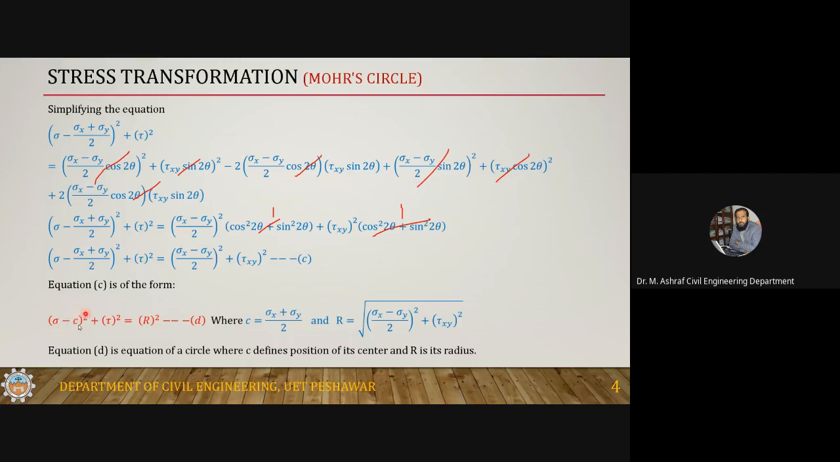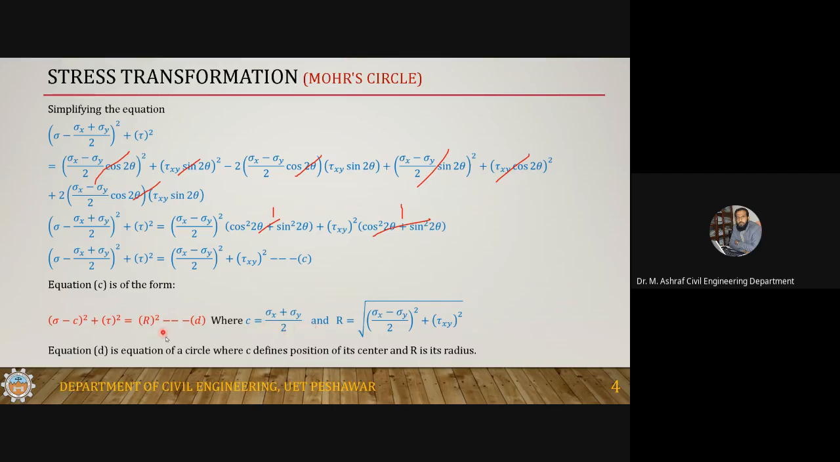So (sigma minus C) square plus tau square is equal to r square, where C is equal to this one and r is equal to this one. This is a constant for a particular state of stress. This is the first stress invariant. And this is another constant which is represented as R, and this is another stress invariant. So these two constants are basically the two stress invariants. The terms inside this square root form a stress invariant, and the term sigma x plus sigma y is the first stress invariant.